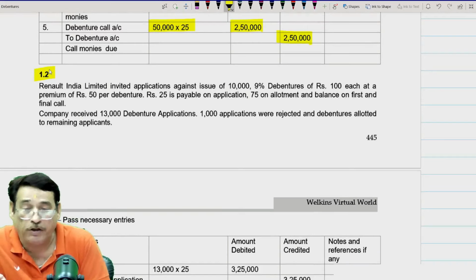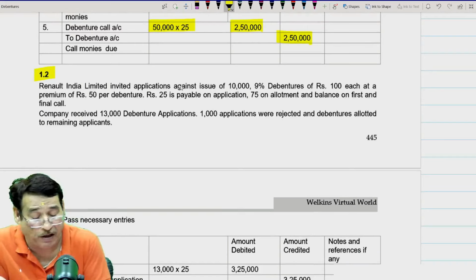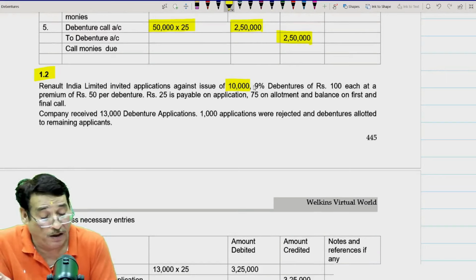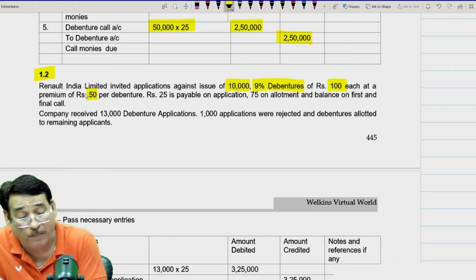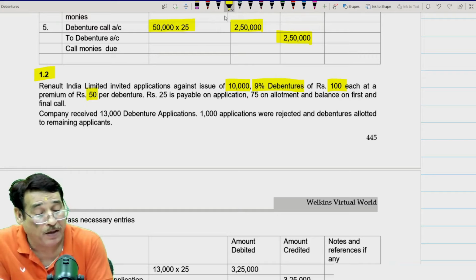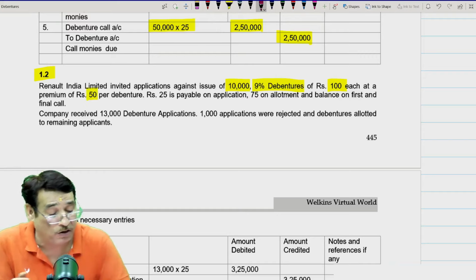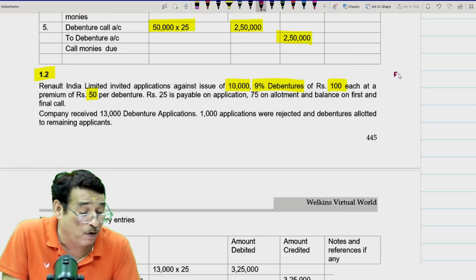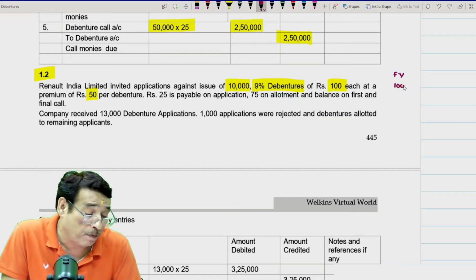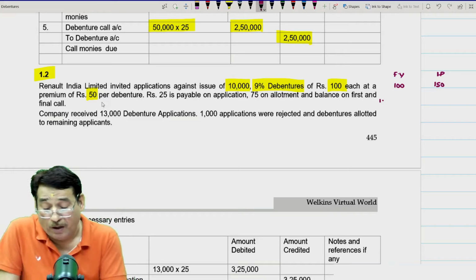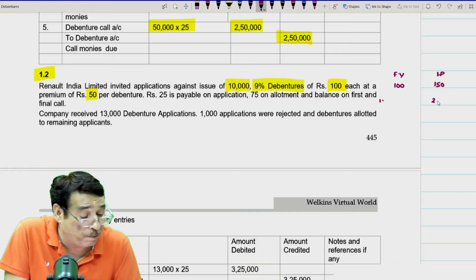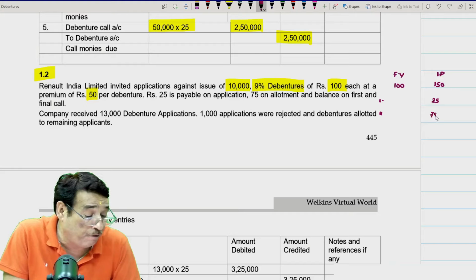Similarly, if we pick up 1.2, here it is stated that Renault India Limited invited applications for 10,000, 9% debentures of ₹100 each at a premium of 50. So this time actually we are issuing the debentures at a premium, isn't it? So in this case, debentures are issued at premium. Your face value is 100 and your issue price is equal to 150. Now further, the question has stated that 25 is payable on application, and 75 is on allotment.